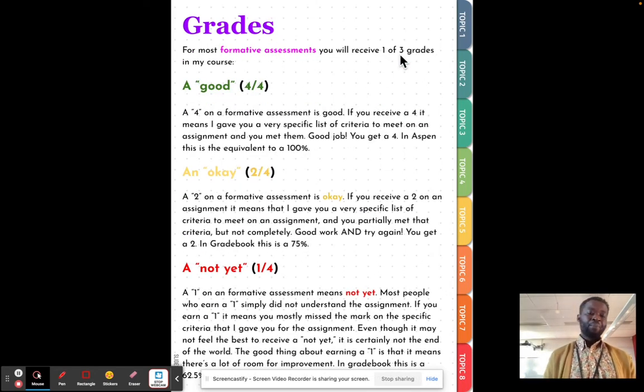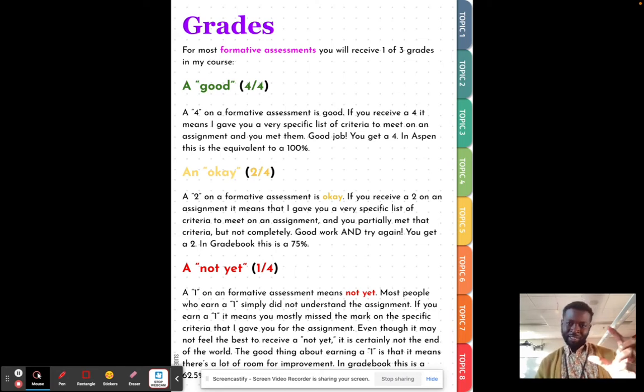Beyond that, for most formative assessments, I grade on a 4 point scale where students can either get a good, which is a 4 out of 4, equates to 100%, on my scale where 50 is the bottom, an okay, which is a 2 out of 4, and that equates to a 75% on my scale, or a not yet, which is a 1 out of 4, and that equates to a 62.5.